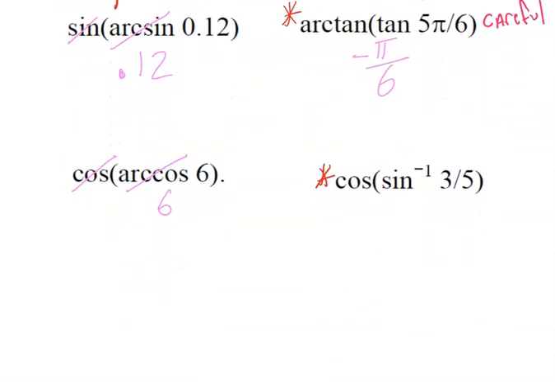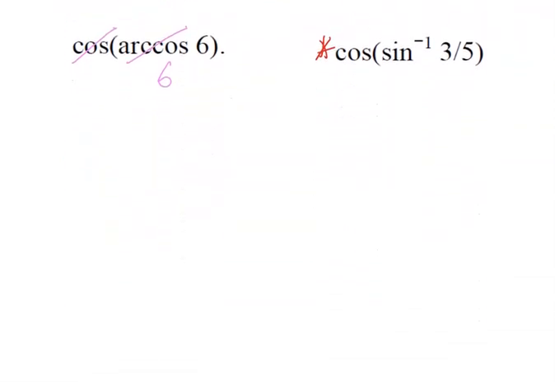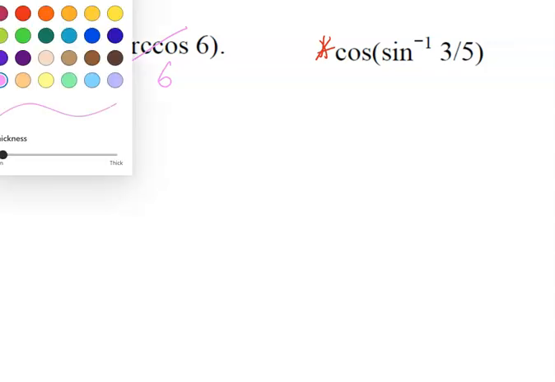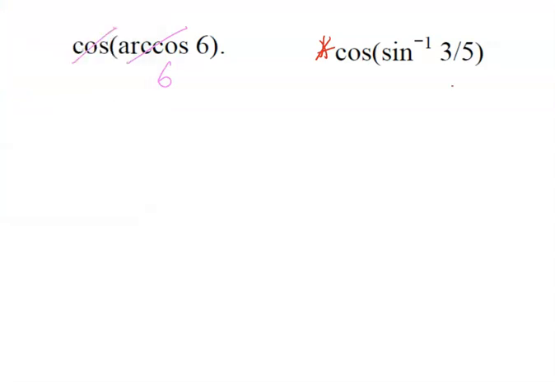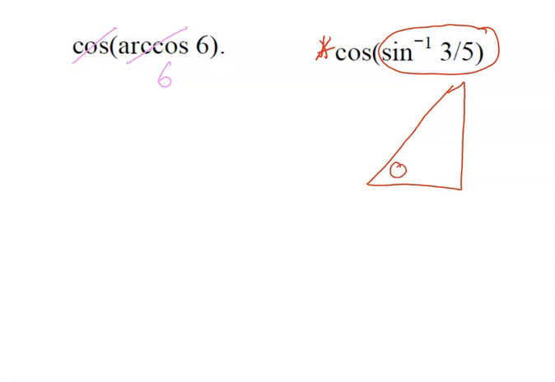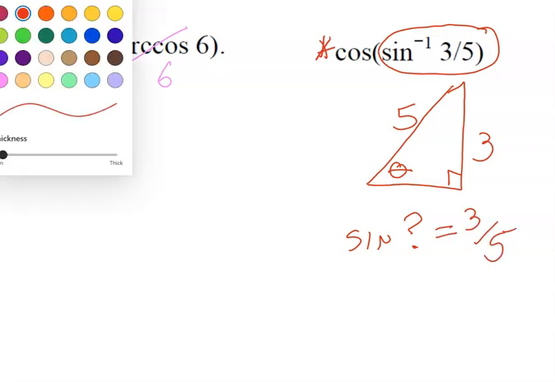Another one we need to be careful of is this, because they definitely do not cancel each other out. So what I should do is I should just think about this. If I draw my triangle, and I'm going to be in the first quadrant because inverse sine is positive in the first quadrant. Now I know this would be 3 and this is 5 because inverse sine means the sine of what angle is equal to 3/5. So I've got my picture drawn for that.